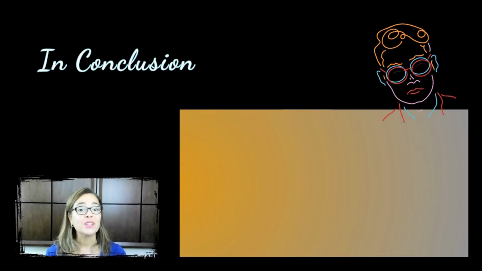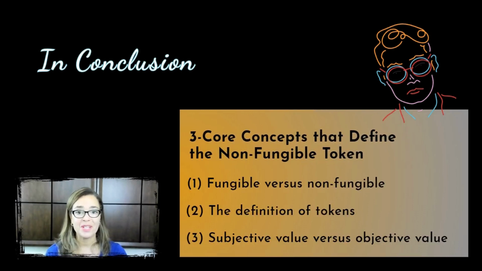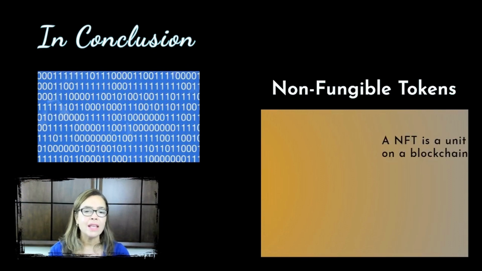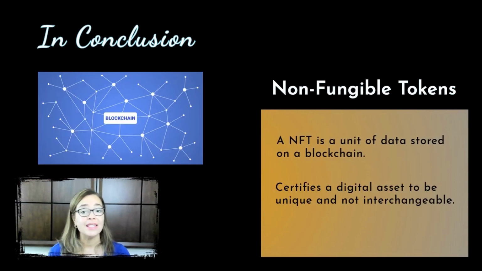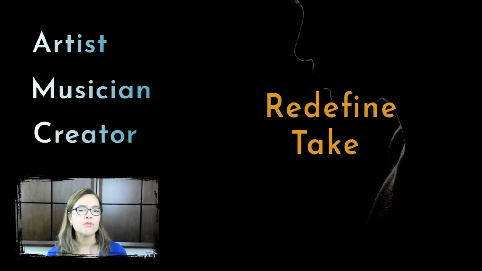Therefore, in conclusion, these three concepts pretty much define or explain the properties of the non-fungible token, which again, technically speaking, is a unit of data stored on a blockchain that certifies a digital asset to be of unique value and not interchangeable.